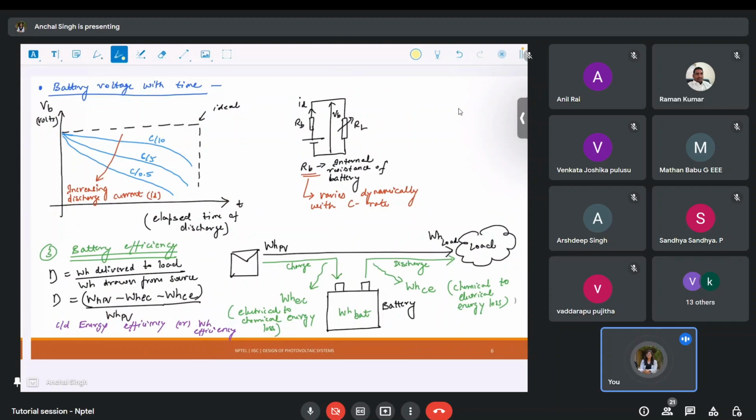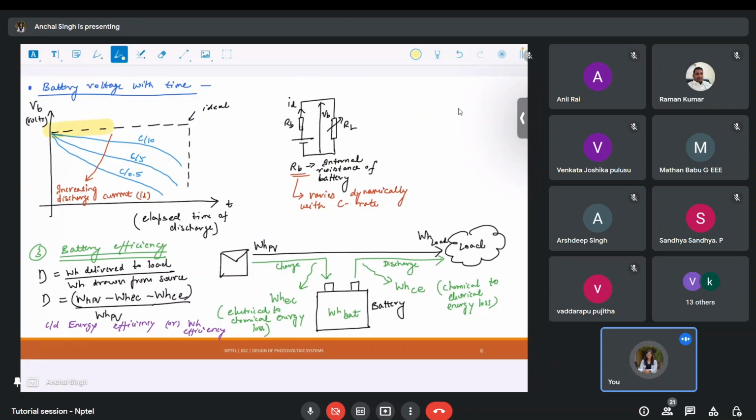Now, if you look at the graph of the battery voltage with time, ideally what you will think is that my battery should always have a constant voltage, right? We always thought so far that our 12-volt battery should always have 12 volts. This is the ideal curve: 12 volt, 12 volt, 12 volt. And the moment my complete battery is discharged, suddenly the voltage should go to zero. This is how I imagine my characteristic to be ideally.